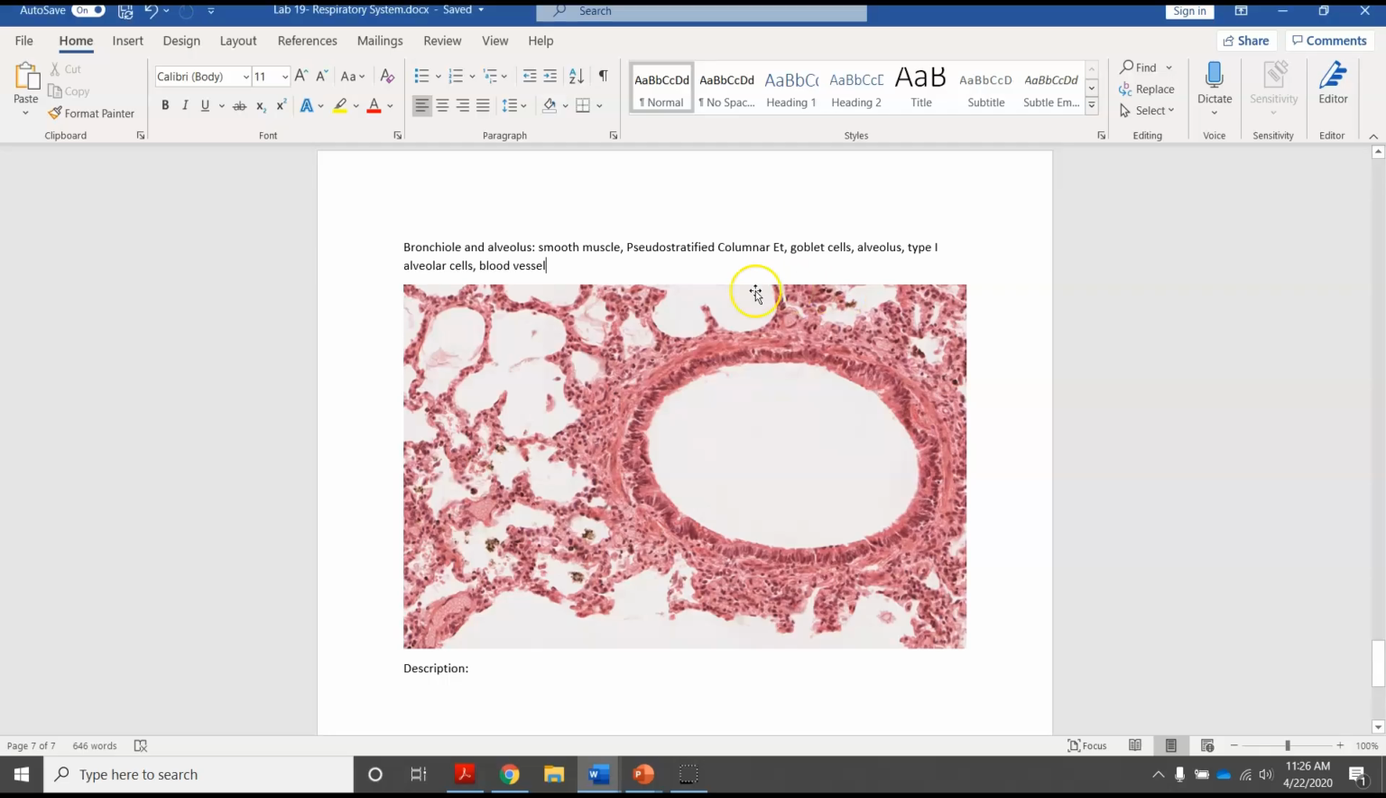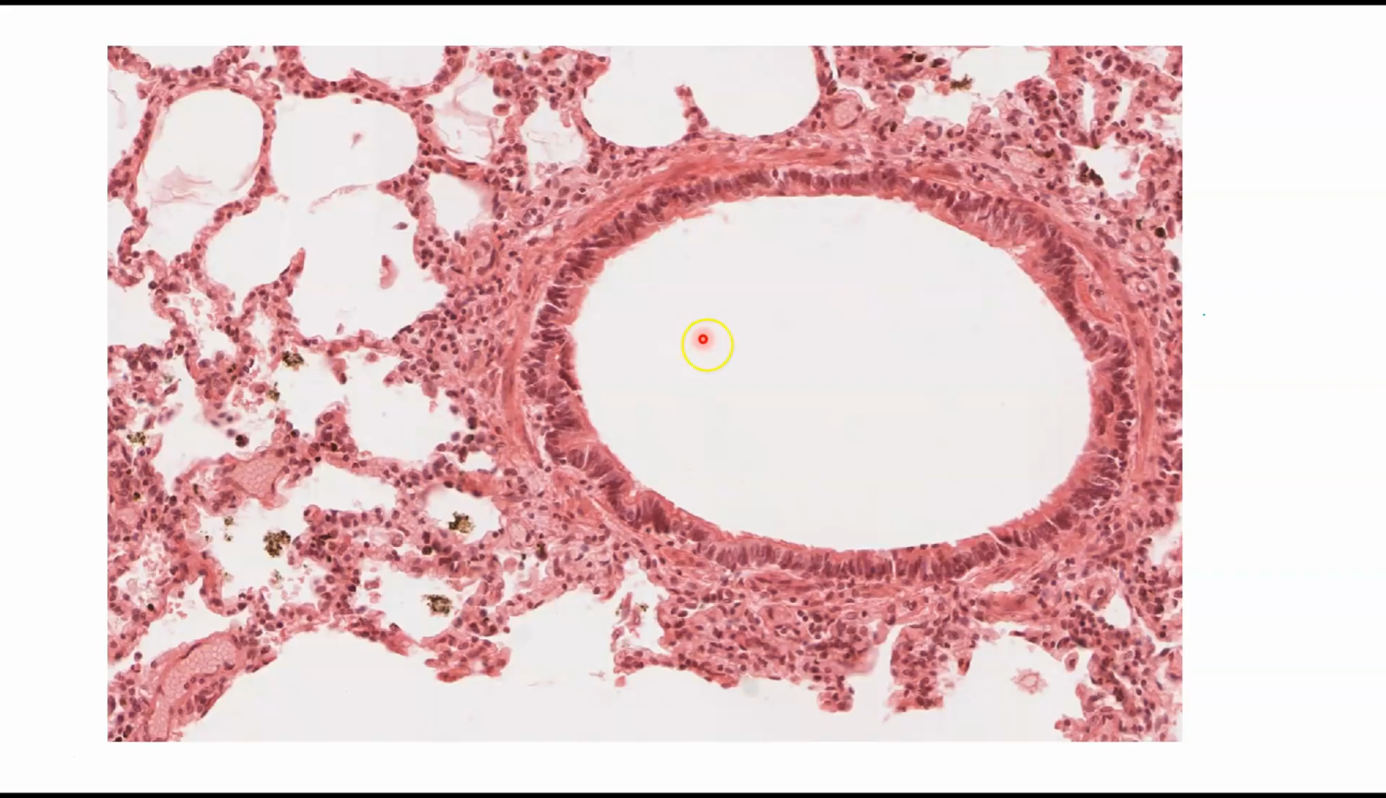In this case, we're going to be looking at the bronchioles and the alveolus. So we're going to find smooth muscle, pseudostratified columnar epithelium, and goblet cells on the bronchiole. And then we're going to find an alveolus, type 1 alveolar cells, and even a blood vessel, the very thing that we are going to be exchanging gas with. So bam, let's come back here.